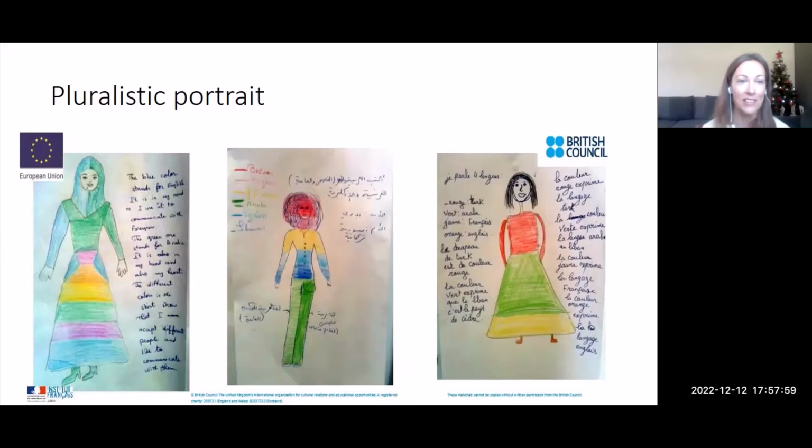So let me tell you what is written. Maybe you can see on the left. This student has said, blue is English, it's in my mind. I use it to communicate with foreigners, because she's learning English at school. Green is Arabic, it's in my hand and my heart. That's her first language. The different colours in my skirt show that I accept different people and I like to communicate with them. So quite a powerful story from our learner on the left.